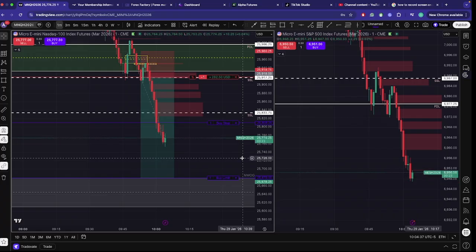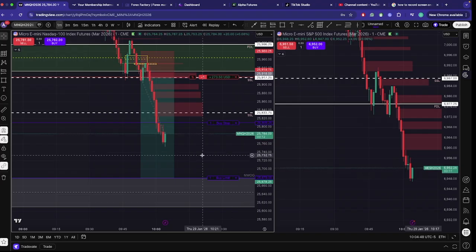This is where we start getting some weakness in price. Price is looking to reverse. I got extra cautious here, and I still wanted to let it play out, because again, I'm happy with my buy stop level and my buy limit level.